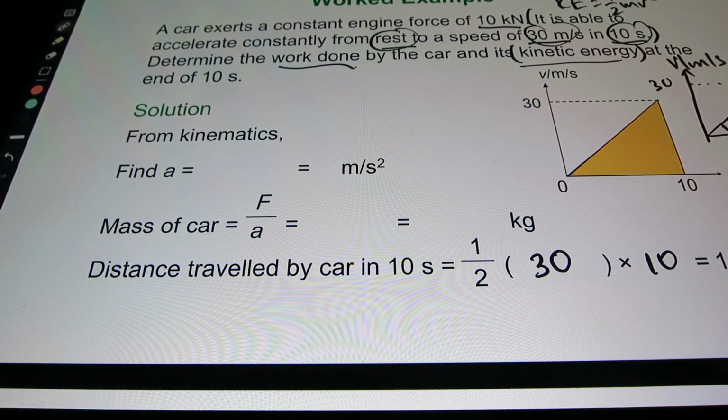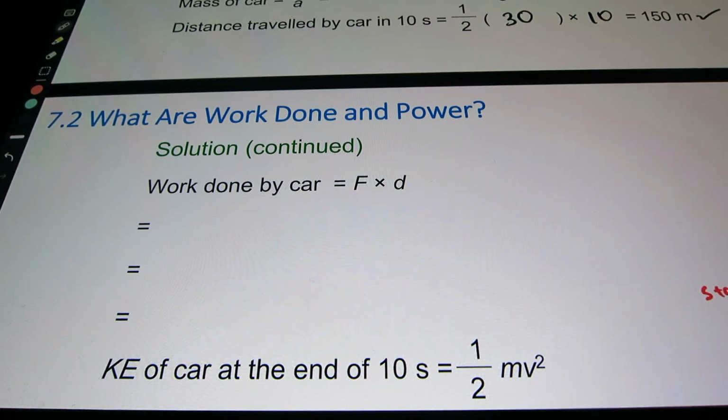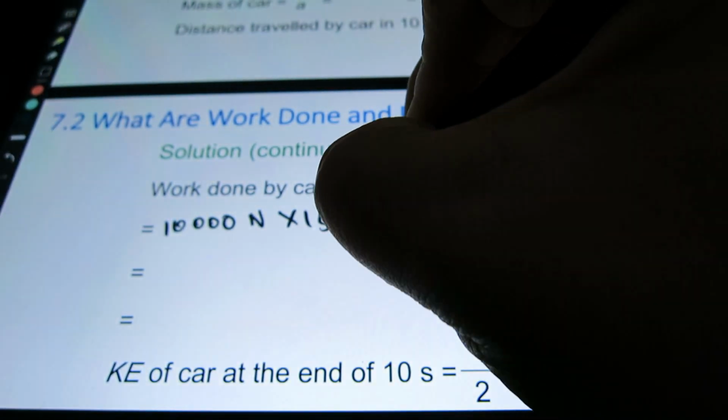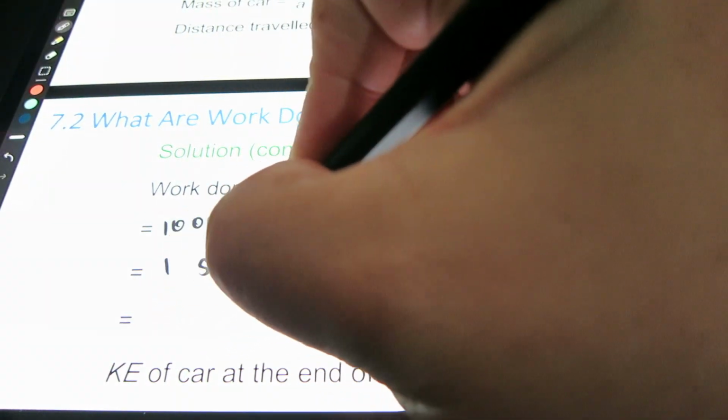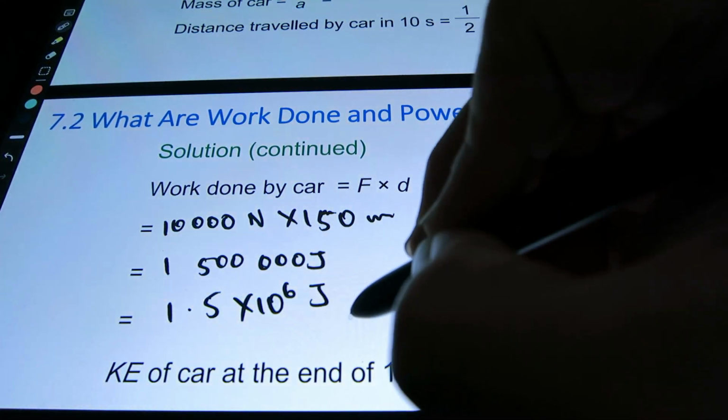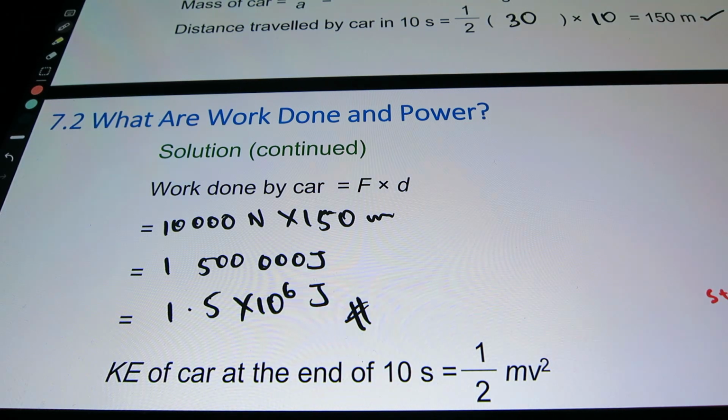So we tackle one by one. Let me just move down. The work done is just the force times the distance. The force was given in the question as 10,000 newtons, or 10,000 kilonewtons. Then you multiply by 150 meters here, and you'll get the energy. The energy is 1,500,000 joules, or 1.5 times 10 to the power 6 joules. Now I have found the work done.